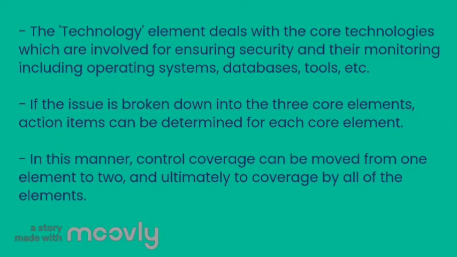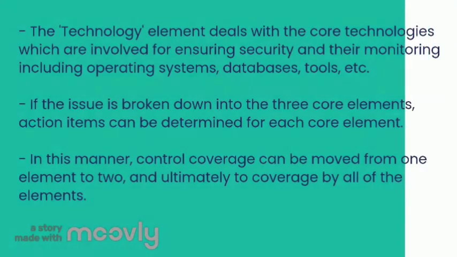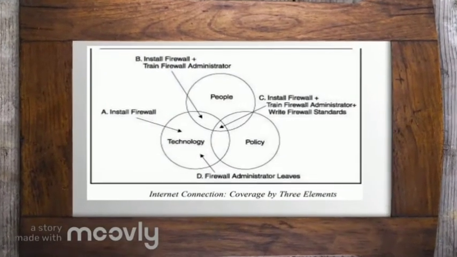If the issue is broken down into the three core elements, action items can be determined for each core element. In this manner, control coverage can be moved from one element to two, and ultimately to coverage by all of the elements. And here is the Venn diagram as what I have discussed.